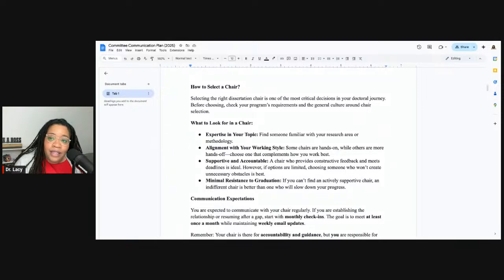Is it more important for you that your chair can look at your drafts and give you detailed feedback? And what type of feedback? Is it more about grammar mechanics? Is it about feedback on the literature you're using? Is it feedback on the formatting, like APA? Your chair, that's not their job to give you feedback.